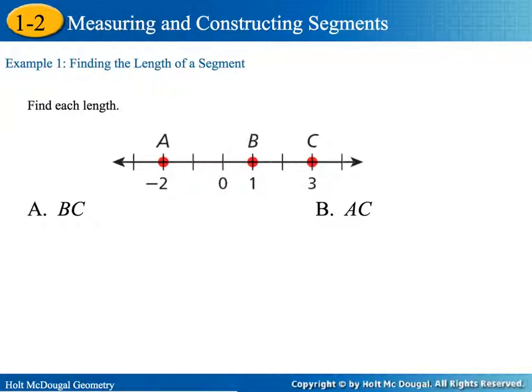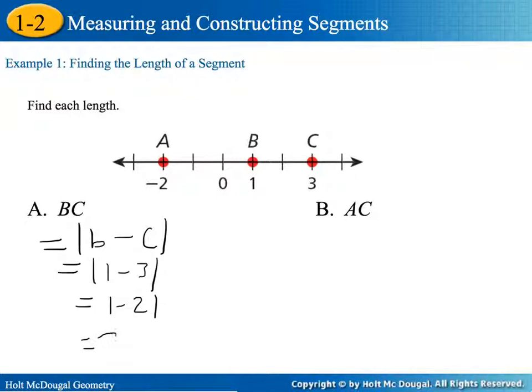So first to find BC, I'm going to find the point C. Well, let's do B first. I'm going to subtract the C point. So let's substitute that in. I've got 1 minus 3, and that's -2. The absolute value of -2 is 2. So the length of BC is 2. So if you look, you can also see there's 2 segments in between. So 2 units is the distance of BC.